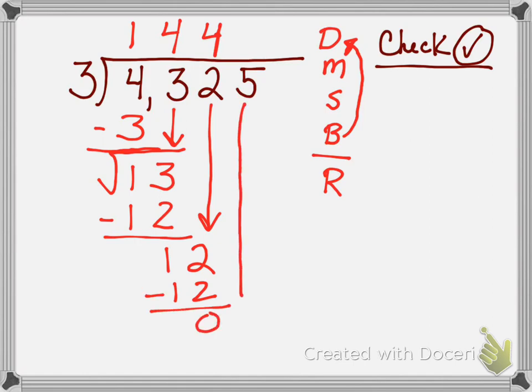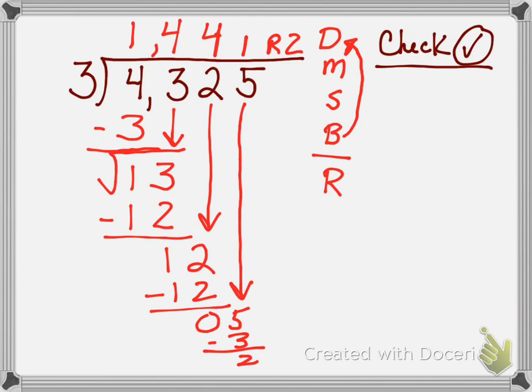The last number we're bringing down is a 5. How many times can 3 go into 5? It can go in once. 1 times 3 is 3 with a remainder of 2. 1,441, remainder 2. Now we have to do the inverse operation, and the inverse operation of division is multiplication.